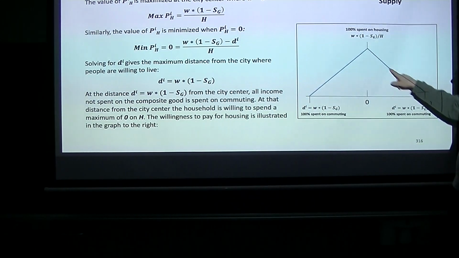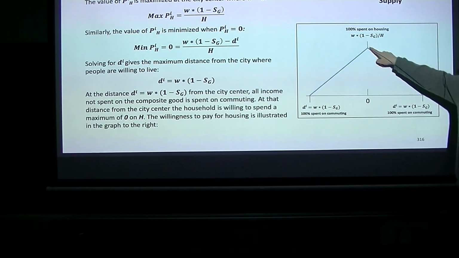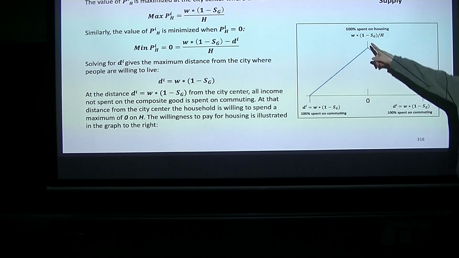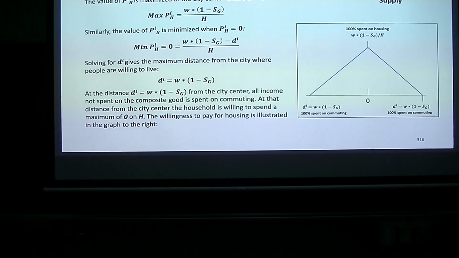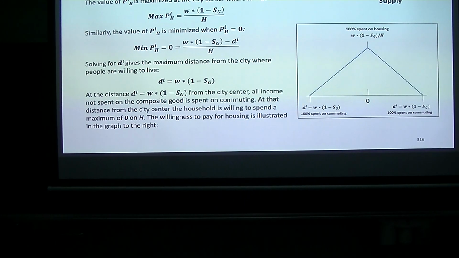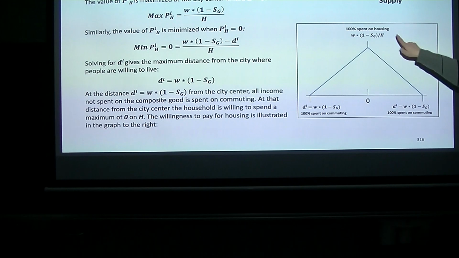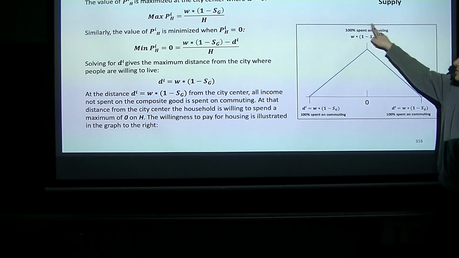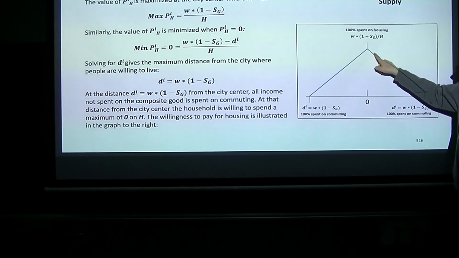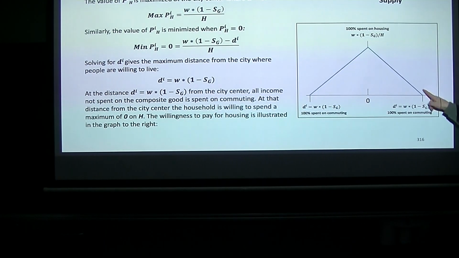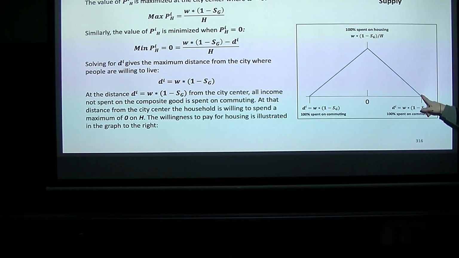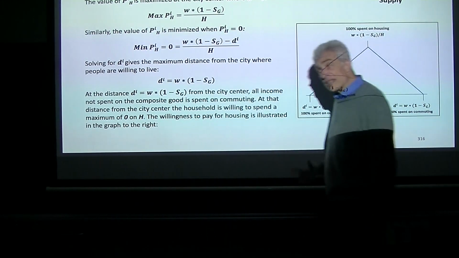Is this what's called a rent gradient? The land rent, the willingness to pay for land, declines as you move away from the city center. So that's what we have here. 100% spent on housing in the center, 100% spent on commuting in the distance. Now that's a little bit not reality.